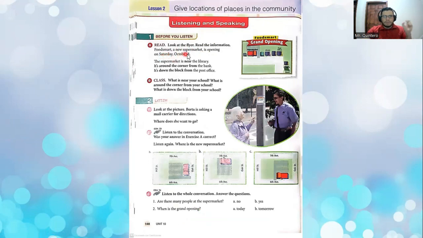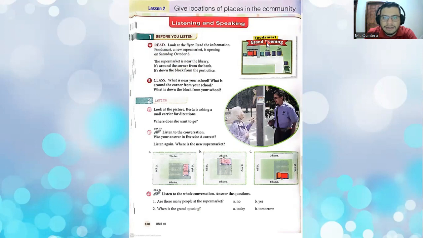FoodSmart, a new supermarket, is opening on Saturday, October 8th. The supermarket is near the library. It's around the corner from the bank. It's down the block from the post office. Look at this, the supermarket. Repeating, the supermarket is located over here.